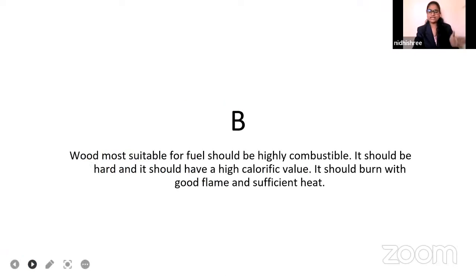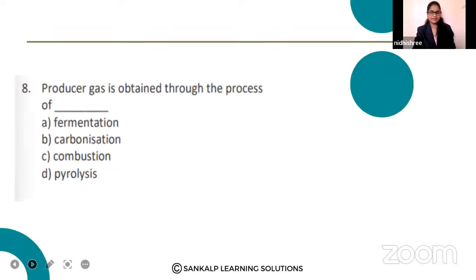That is, we have to select always a high calorific value source as a fuel. Then, producer gas is obtained through the process of fermentation, carbonization, combustion, pyrolysis. Producer gas is obtained through the process of fermentation, carbonization, combustion, pyrolysis.